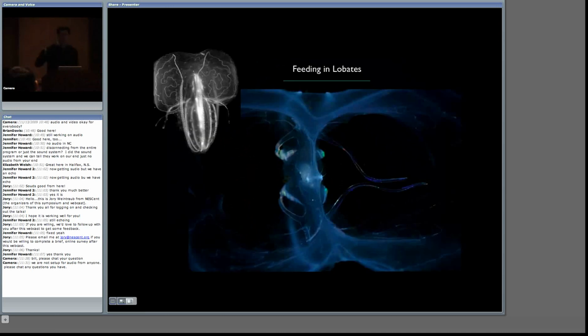So some of these different body forms have evolved, and it's hard to make sense of them from a photo, let alone a line drawing. But here's an example of how this lobate form feeds. So this guy's flying straight out at you. This is sort of the last thing that a copepod might ever see.